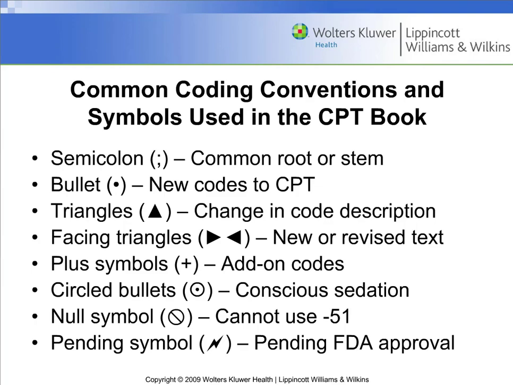Okay, so it's important that you understand that concept. The other symbols listed here: you have the bullet, which means new codes to CPT; triangles, which indicate a change in the code description; facing triangles, which are new or revised text; plus symbols are add-on codes; circled bullets are conscious sedation; null symbols are modifier 51 exempt; and then your lightning bolts, or pending symbols, mean pending FDA approval.